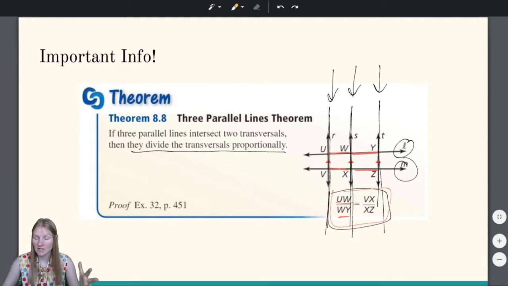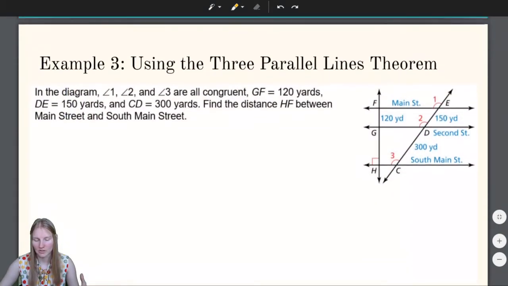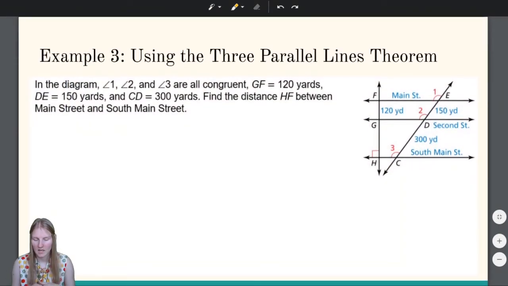Okay, I think seeing an example of this is going to help. So let's move on to an example. In the diagram, angle 1, angle 2, and angle 3 are all congruent. Why would we need to know that? Why would they say that?